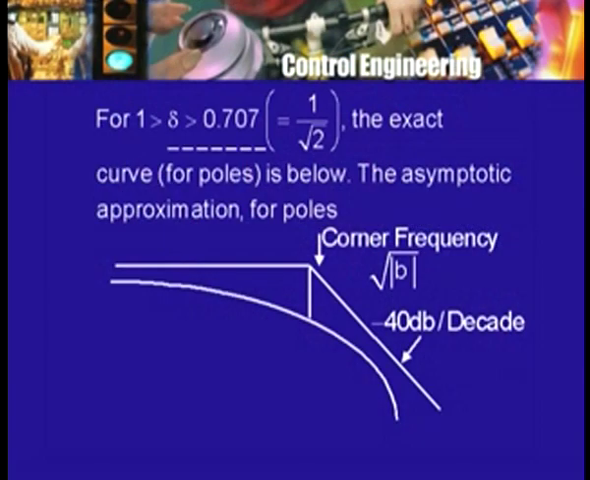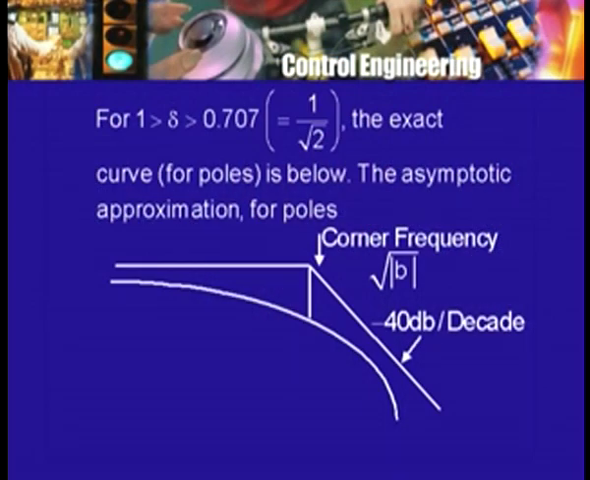When delta is greater than 0.707, to be precise, actually it should be 1 by root 2. So, when the damping ratio is greater than 1 by root 2, and for this case by the very fact that the roots are complex, delta is less than 1. Remember, long time ago we discussed the undamped, the underdamped, the critically damped, and the overdamped second order system. So, when delta, the damping ratio, lies between 1 and 0.707, that is, it is underdamped, but the damping is greater than or equal to 0.707.